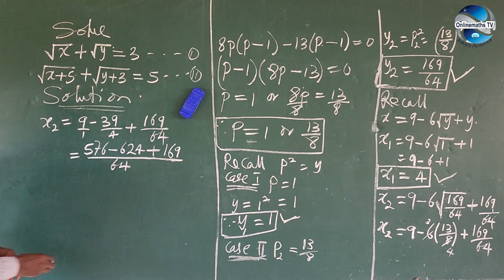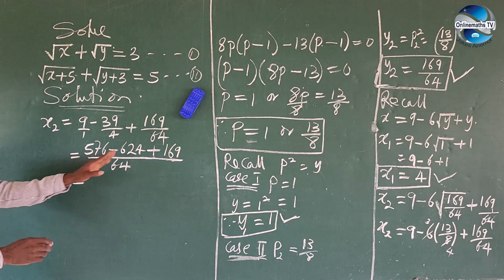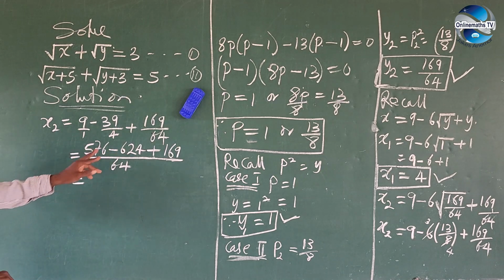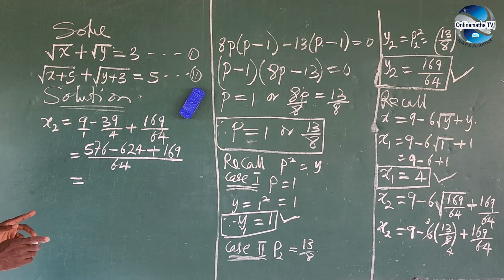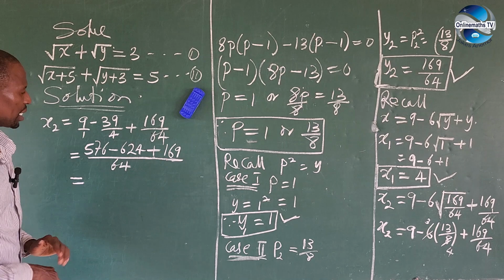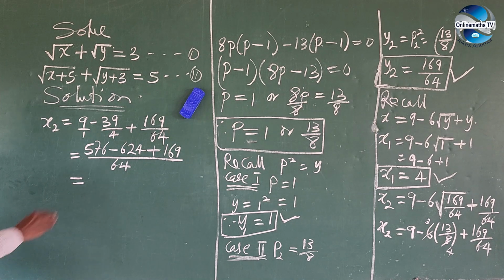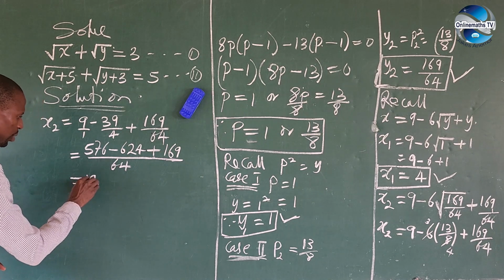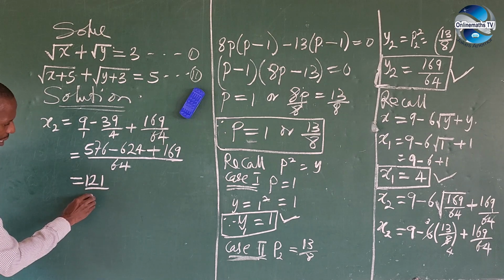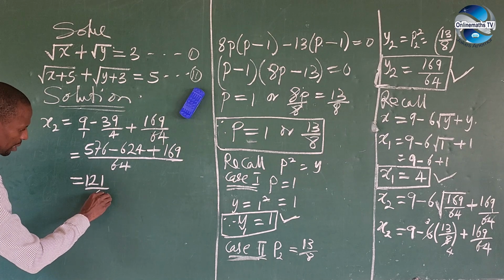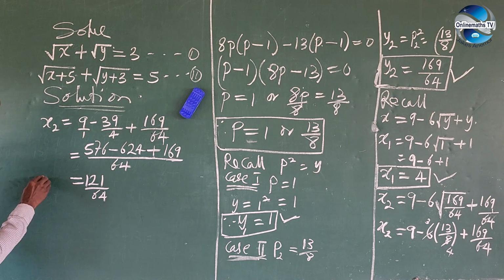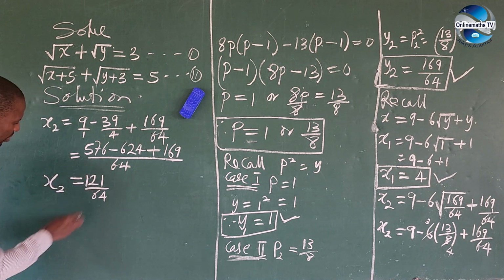All right, so if we carry out our simplification here, 576 minus 624 will give us minus 48. Minus 48 plus 169 will give us 121. So we have here 121 all over 64. All right, so this will now give us our x2 is equal to this.